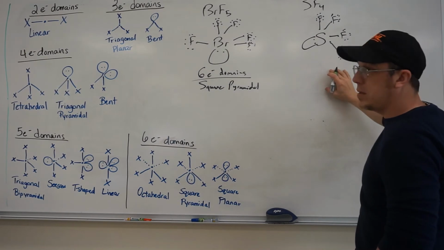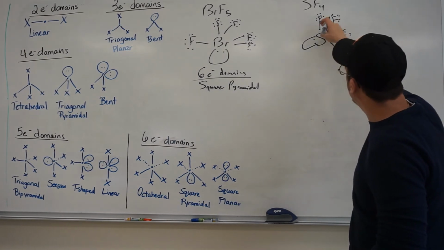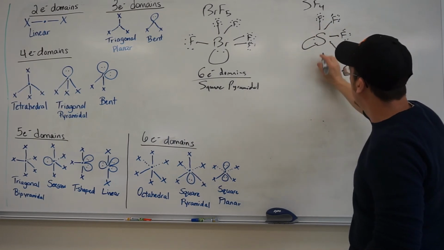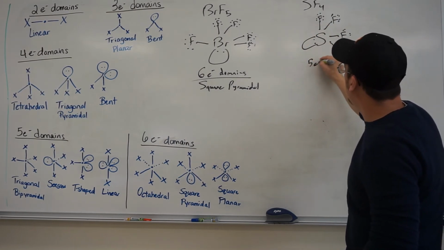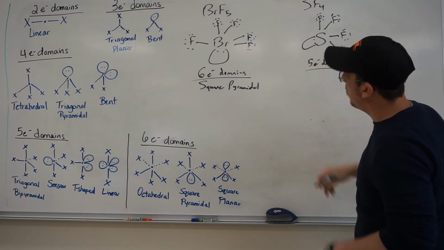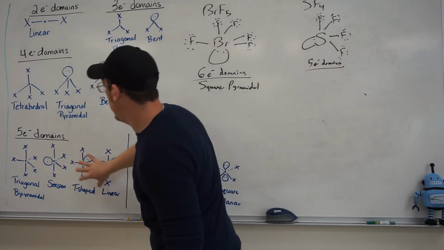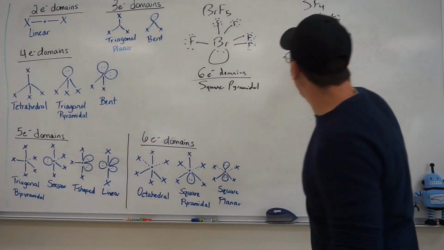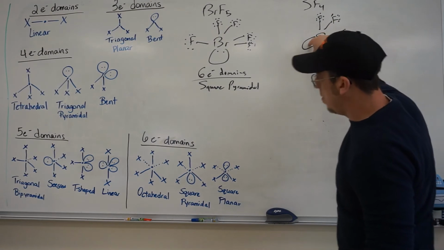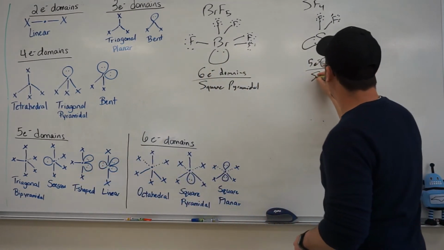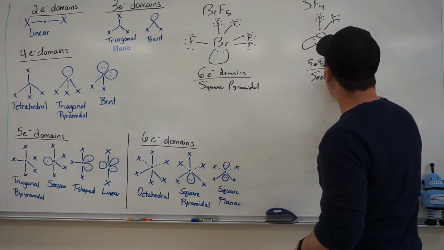So now how many domains does this have? 1, 2, 3, 4. So 4 bonding pairs plus the lone electron pair. That's 5 electron domains. Now, from 5 electron domains, which one does it match up here? Well, how many lone pairs does it have? It has 1 lone pair, so we go here. This one's going to be representing a seesaw geometry.